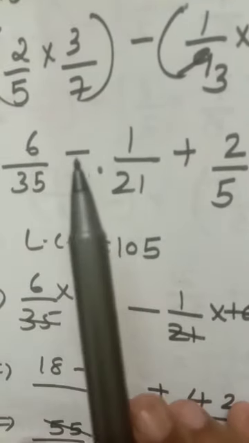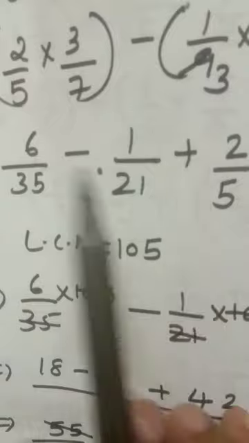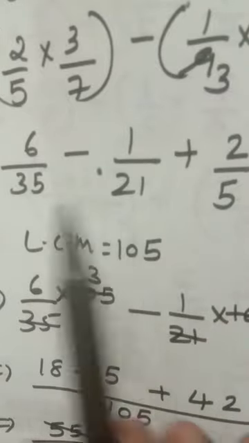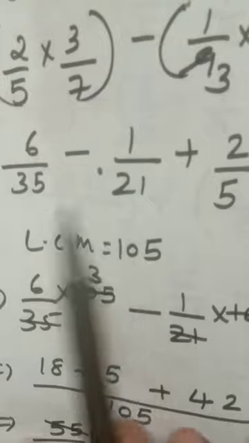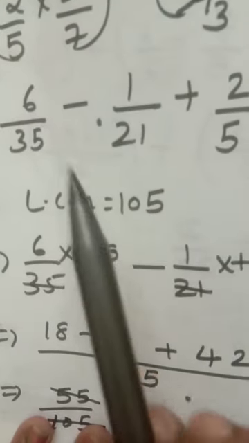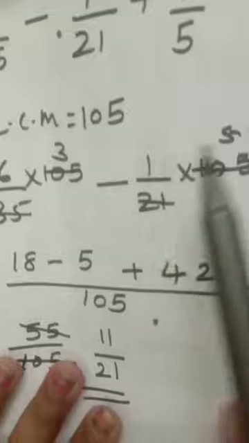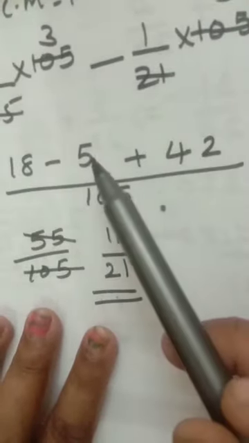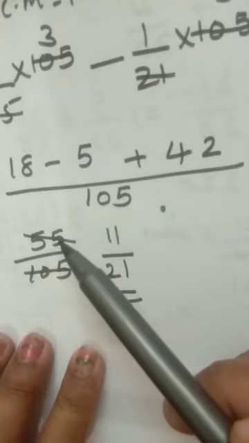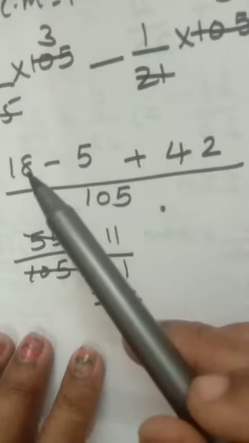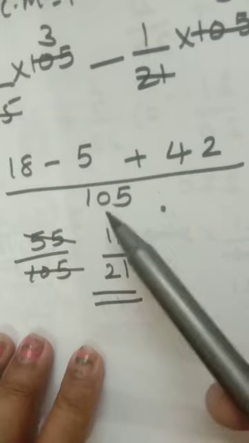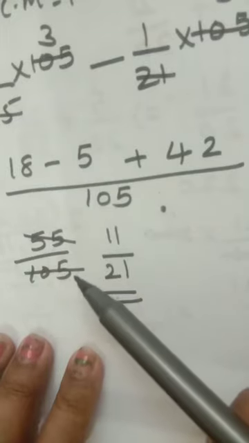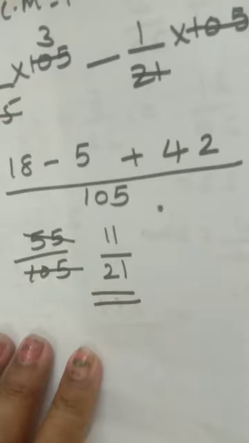See, subtraction, addition. For addition and subtraction, you have to check the denominators. If not the same, you have to make the denominator the same. So I have taken LCM 105. Multiply with 105. Multiplying, you are getting 18 plus 42 minus 5. You will get 55. 42 plus 18 is 60, 60 minus 5 is 55 divided by 105. Cut it, 5 table. You will get 11 by 21.